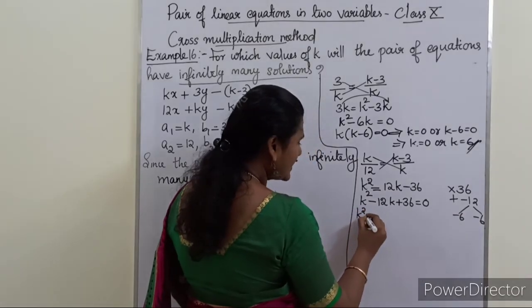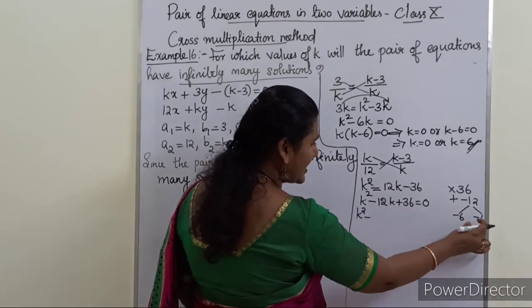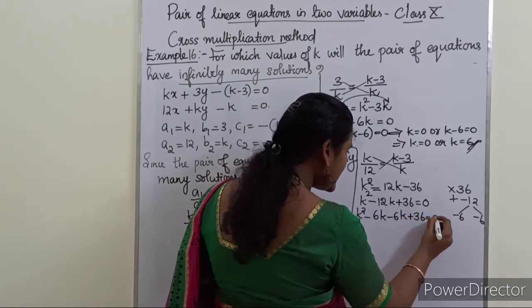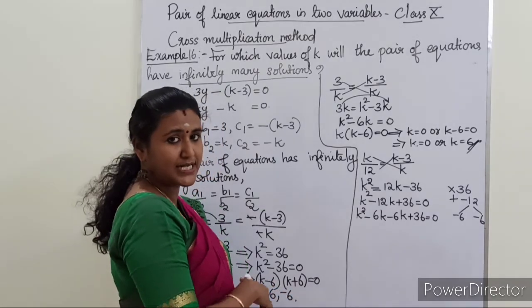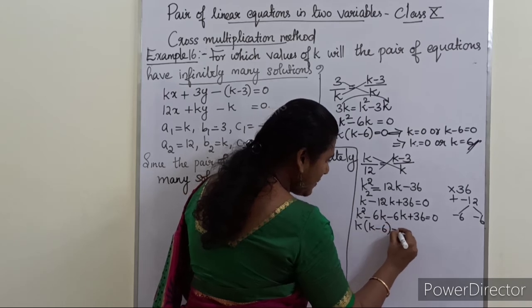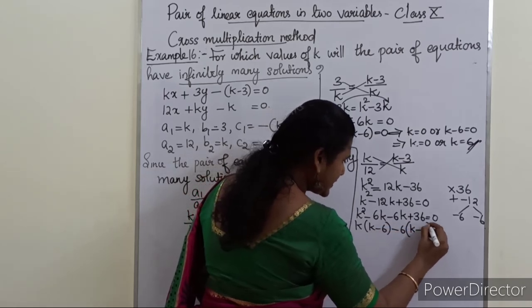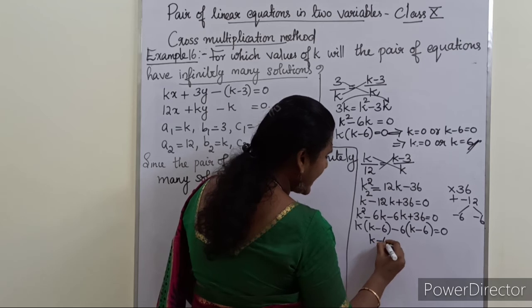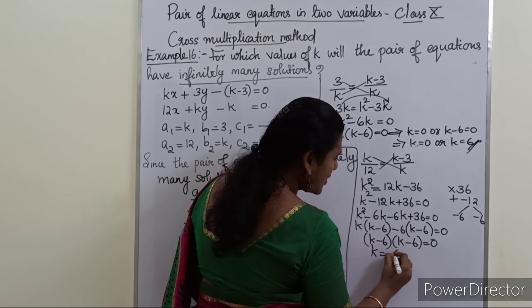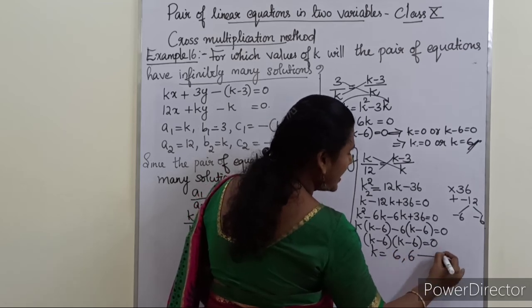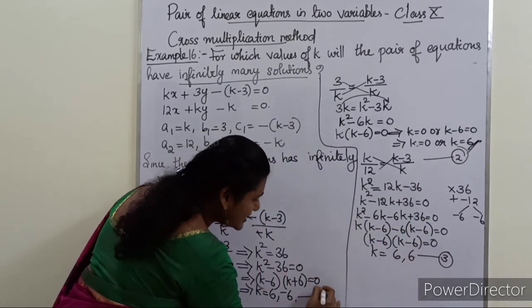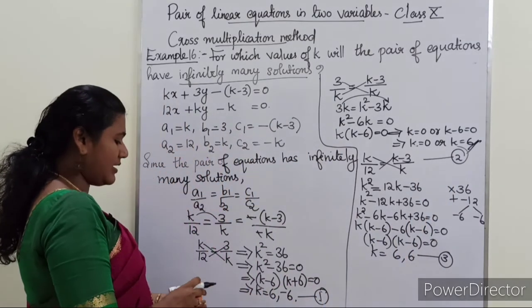So here we will do this factorization, that is minus 12K we can write as minus 6K minus 6K plus 36. You have already learned this in the polynomial chapter, the splitting the middle term method. So K into K minus 6 minus 6 into K minus 6 is equal to 0. So you will get K minus 6 into K minus 6 is equal to 0. That is K is equal to 6 comma 6. So here we got three conditions and we got three values of K.